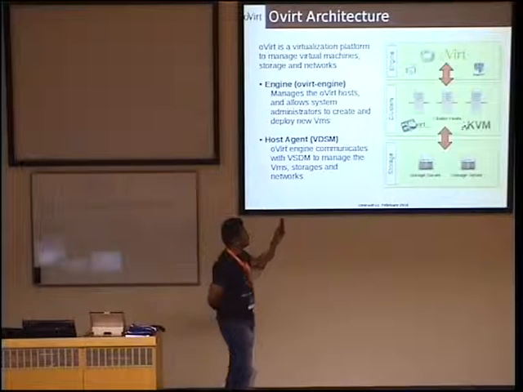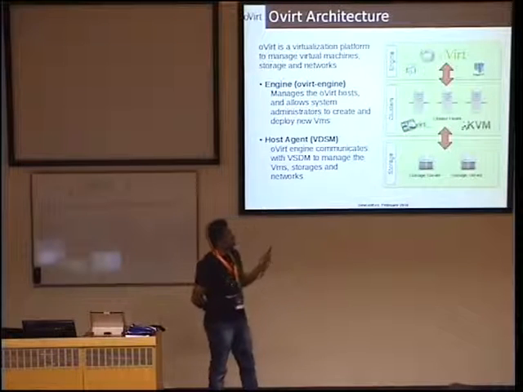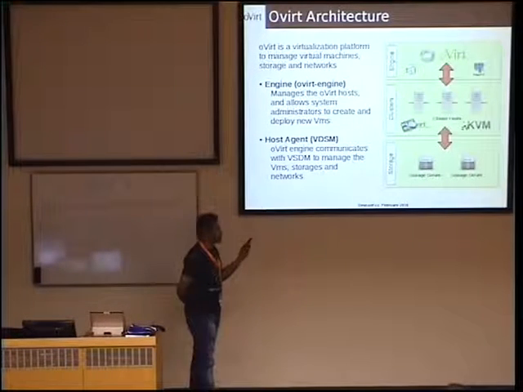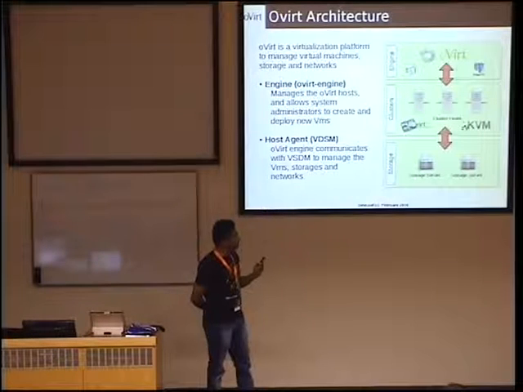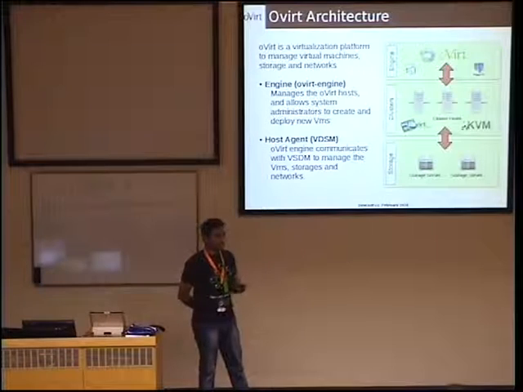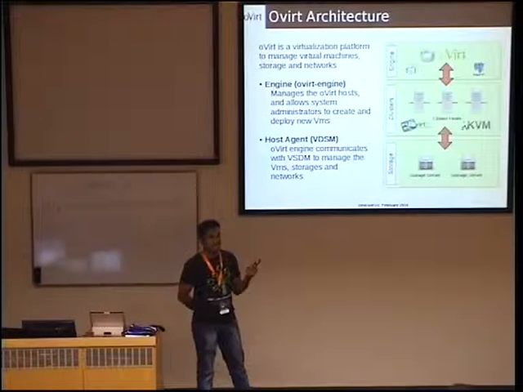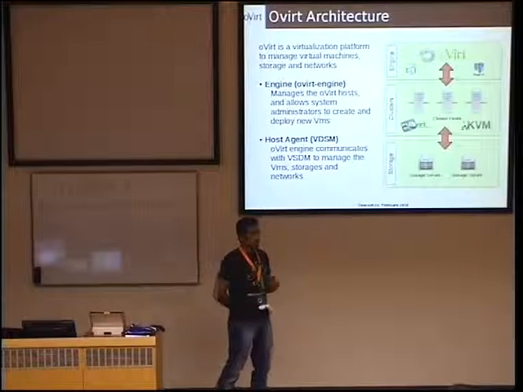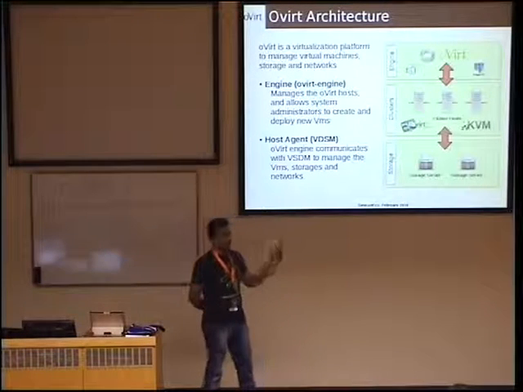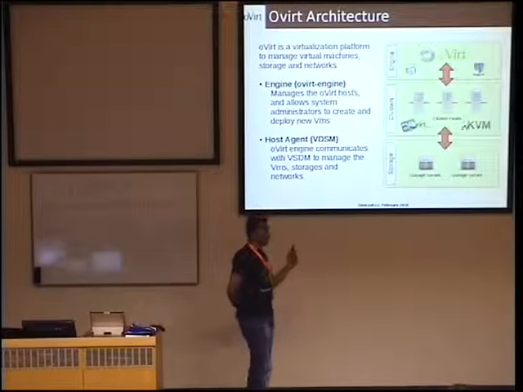Below oVirt you see the clusters. It's a cluster of hosts that are all virtualization enabled. Mostly we use KVM virtualization. That takes care of running the virtual machines in the host. oVirt uses something called VDSM. It's an agent or daemon running on all the hypervisors, and it's written using Python. That takes care of all the heavy lifting for oVirt.